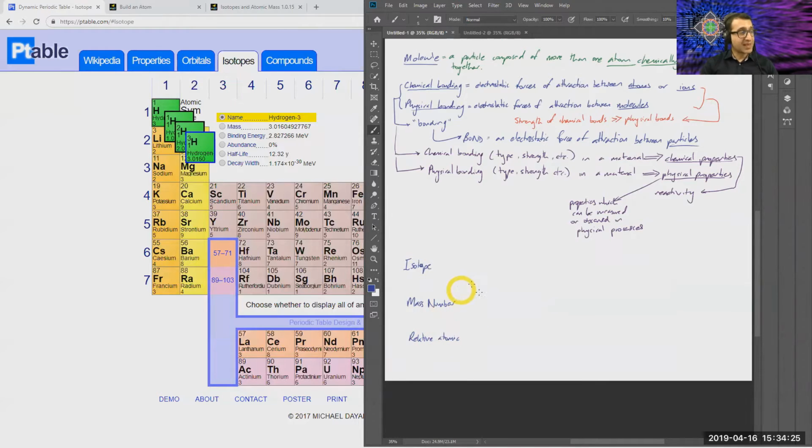Now, the way to think about this is mass number specifically refers to isotopes. So you can only really talk about the mass number of an isotope. And you can only really talk about the relative atomic mass of an element. So the term mass number refers to a particular isotope of a particular element. The relative atomic mass refers to a specific element. And the term isotope, again, refers to an element. So isotopes of an element.